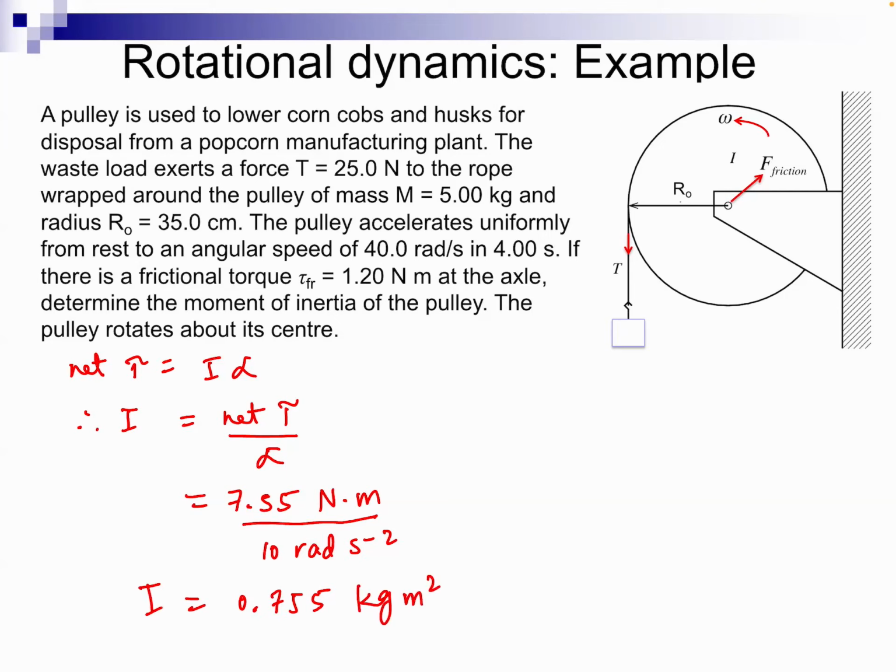If you want to check the unit for moment of inertia, you can expand. A newton is kilogram meter per second squared. So if you expand the units, you have kilogram meter times meter divided by second squared, times second to the power of minus 2. And so that will give you kilogram meter squared as the unit of moment of inertia.